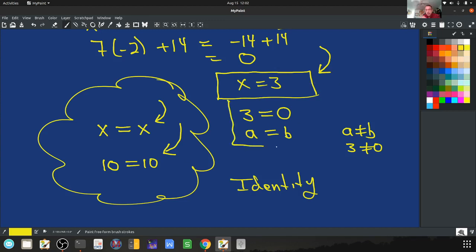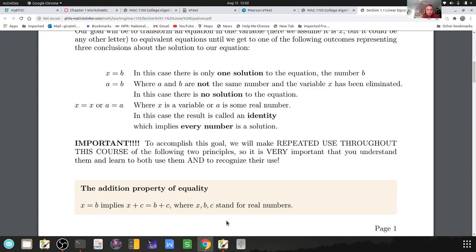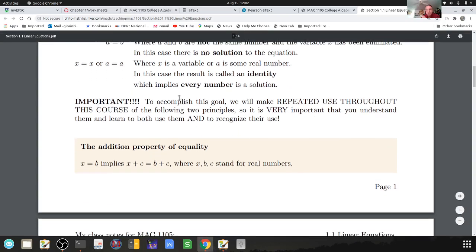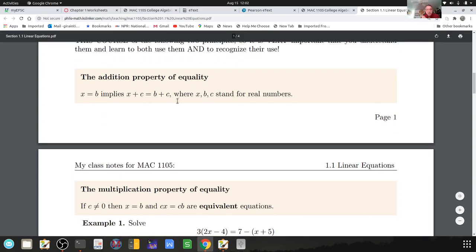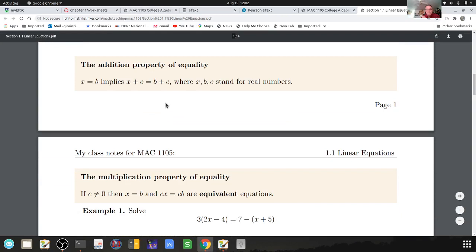A few of them will have no solutions, and some of them will be identities for every number x. But the majority that nature seems to give us are those that have exactly one solution when the equation is a linear equation. So how are we going to solve these? We're going to use the addition property of equality.